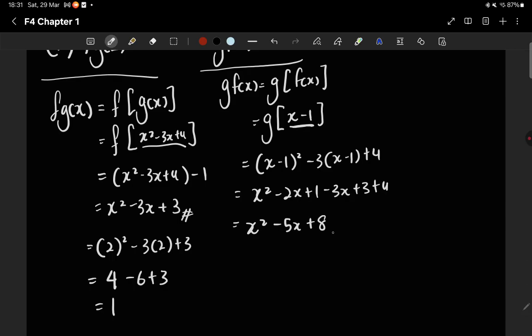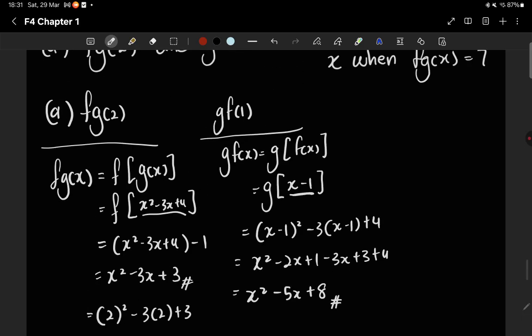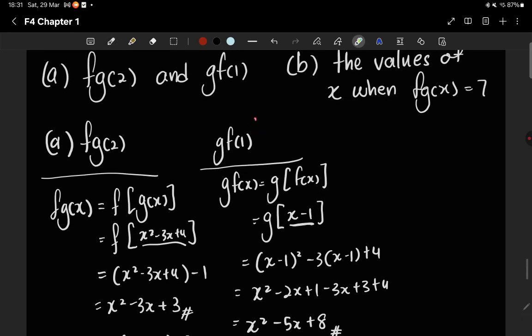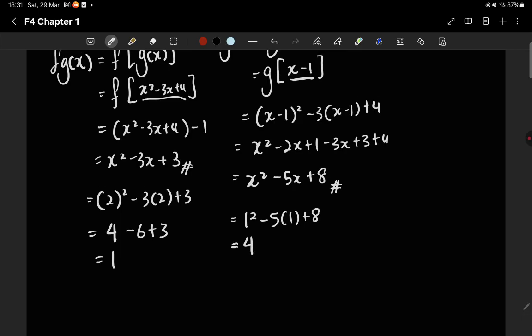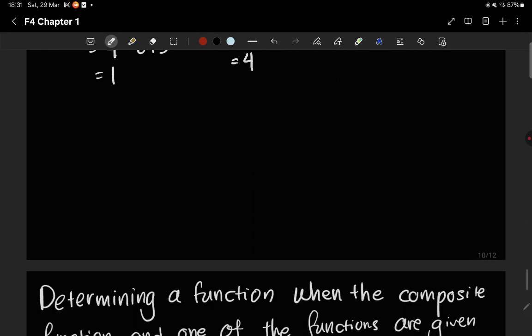x squared minus 5x plus 8. This is our final composite function, and all we have to do is sub the 1 back inside, which is 1 squared minus 5(1) plus 8. And with that, we should be getting our answer, 4. Okay, that's pretty straightforward, isn't it?